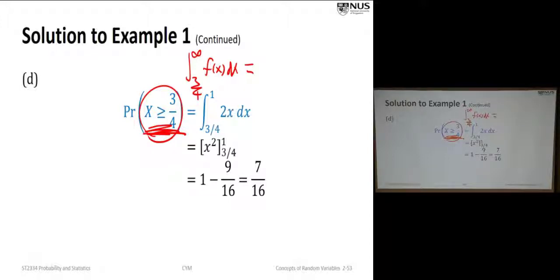But f of x takes a different form over this range. From 3/4 to 1, it takes the value 2x. And from 1 onward to infinity, it takes the value 0. So that's why you don't see it. Maybe later, after a few more times, I'll drop this part, understanding that it's because the integrand is equal to 0, because f of x equals 0 over that range. So you just integrate 3/4 to 1 of 2x dx. So the answer is 7/16. Okay.